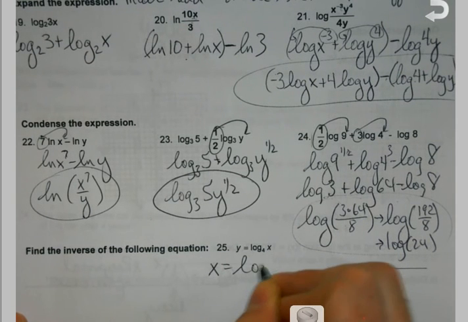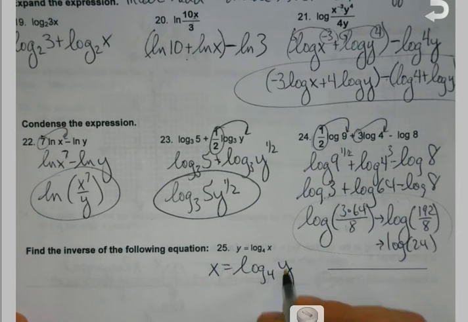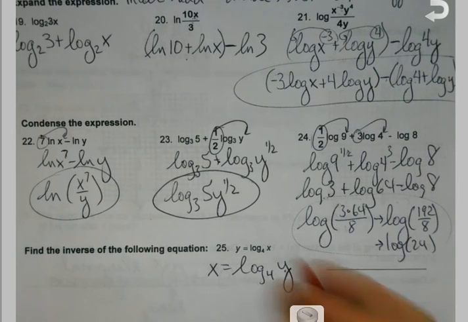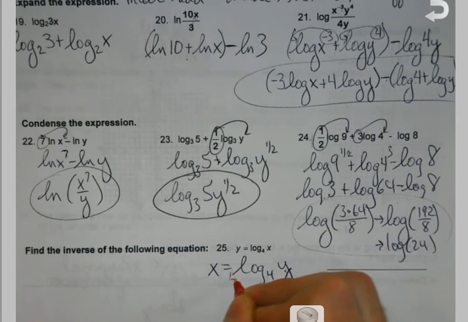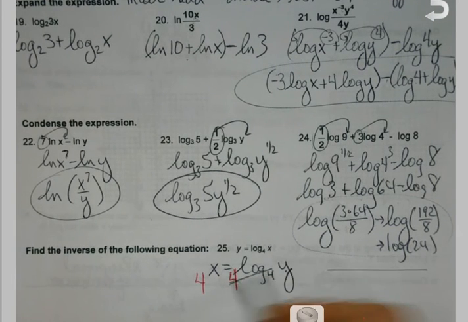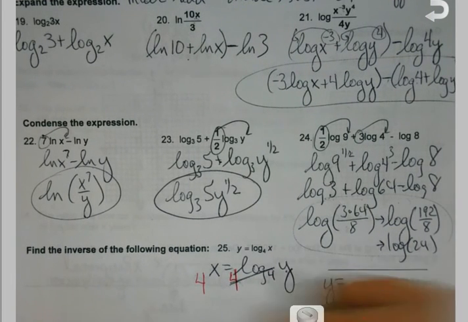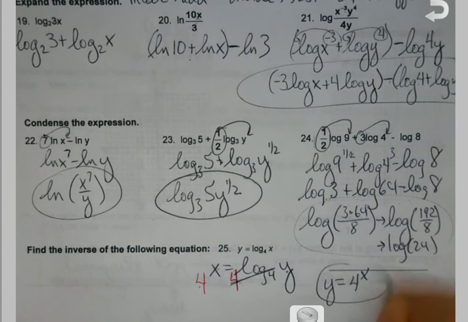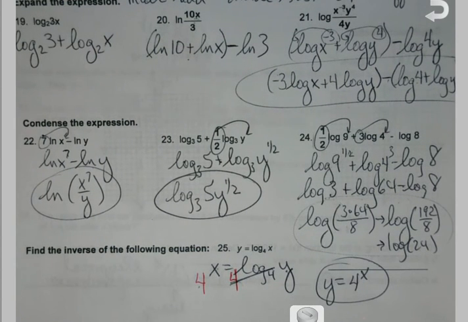Inverses. Solve for y once you switch x and y. In order to do that, I need to get rid of the log base 4, which I use its inverse, which is 4. Careful. This is not 4x. It's 4 to the x power. If you write 4x, you're going to get points off. Okay? You're exponentiating. You're making it an exponent. You have to do that. That's not an option on that.